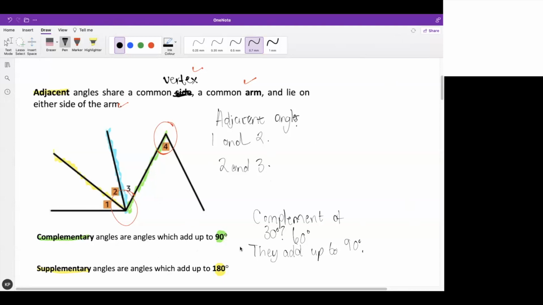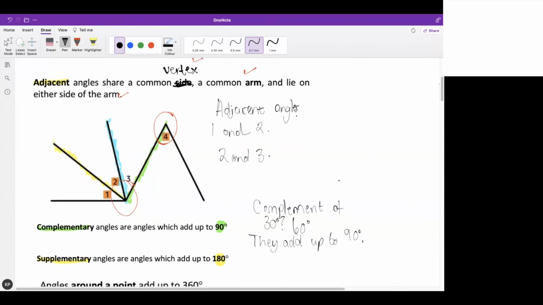In the same way with supplementary angles, let me move down a bit. In the same way, if I say, what is the supplement of 110 degrees? What would you say? What do we say?